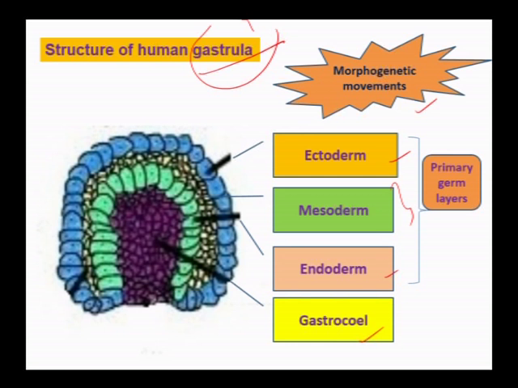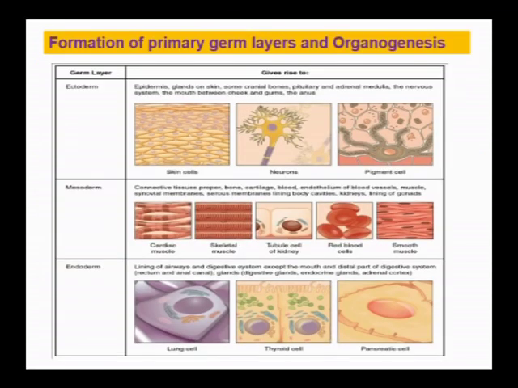So what is the significance of these primary germ layers? The significance is that each and every primary germ layer gives rise to organs and organ systems of the embryo.